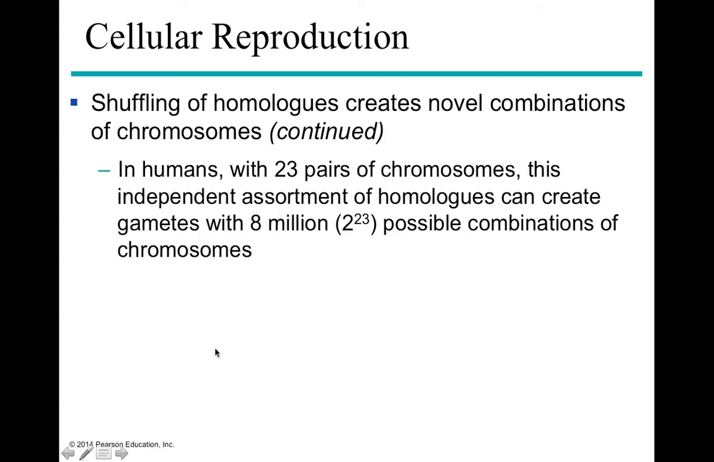And 2 to the 23rd actually turns out to be 8 million different possible combinations of chromosomes that can occur from one individual. So there were 8 million different possible combinations of sperm that your father could have created and 8 million different combinations of eggs that your mother could have created. And when you put those two together, 8 million times 8 million, that is the probability of creating you as the genetically unique individual that you are.